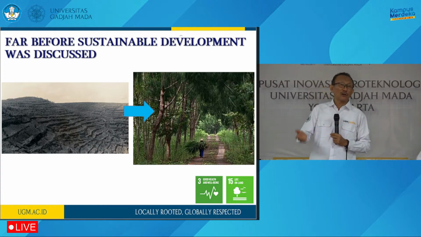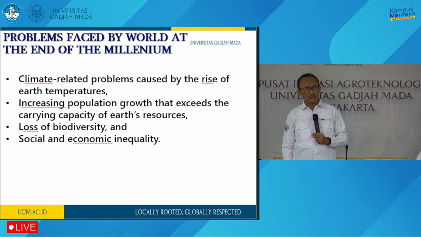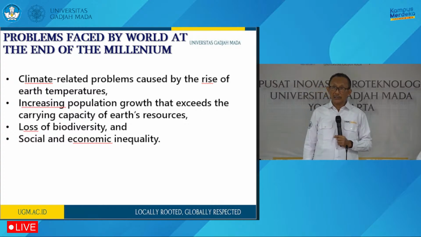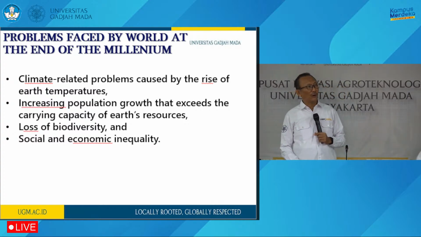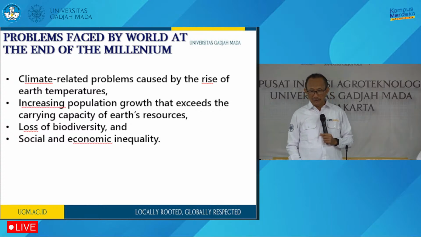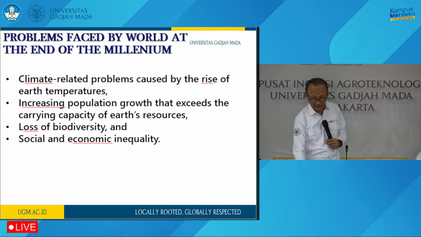And let's talk about sustainable development. It started when at the end of this last millennium, in 1990, the people on earth faced climate-related problems: the rise of earth temperature, increasing population exceeding the carrying capacity of the earth's resources, loss of biodiversity, and socio-economic inequality. This is what we faced at the end of the millennium.